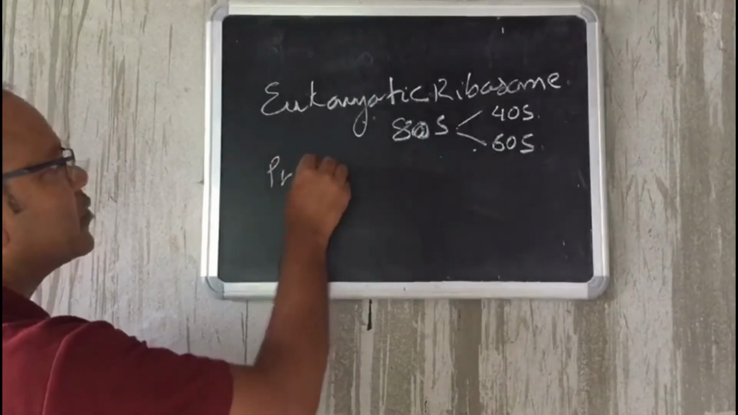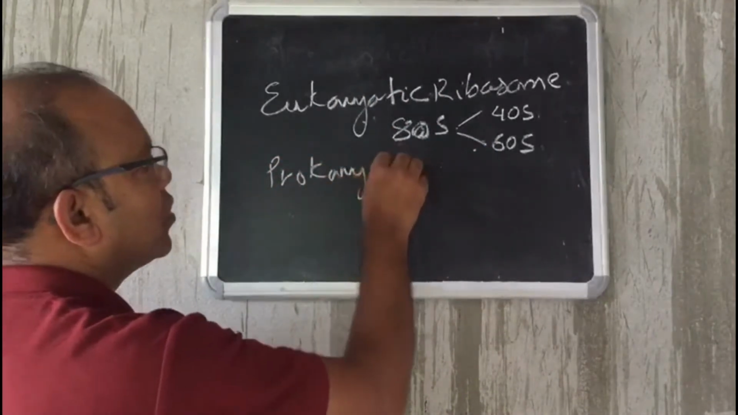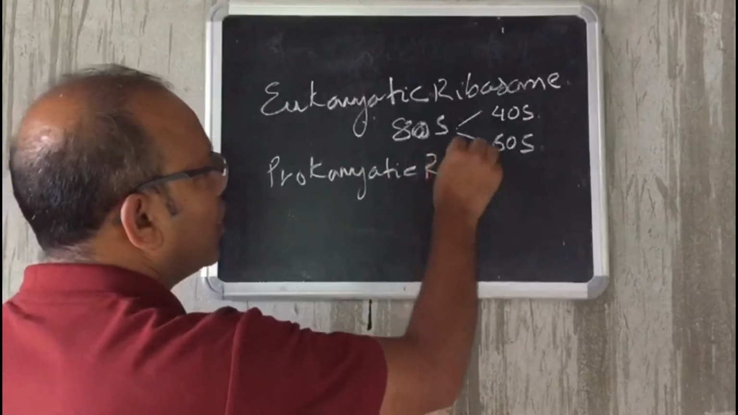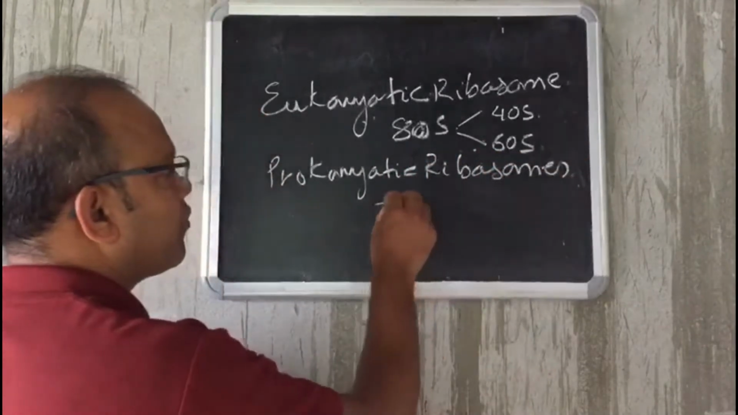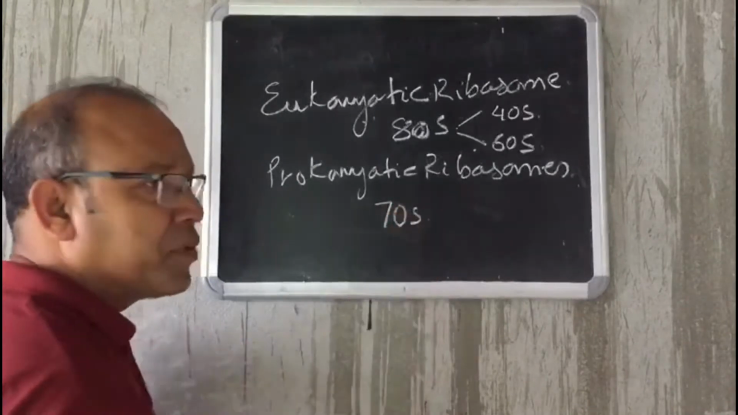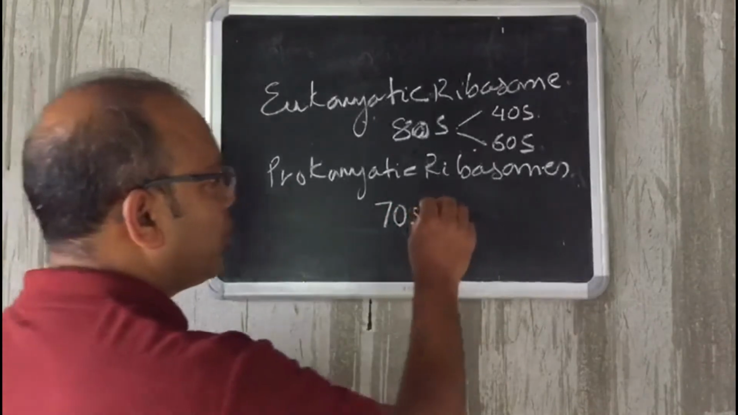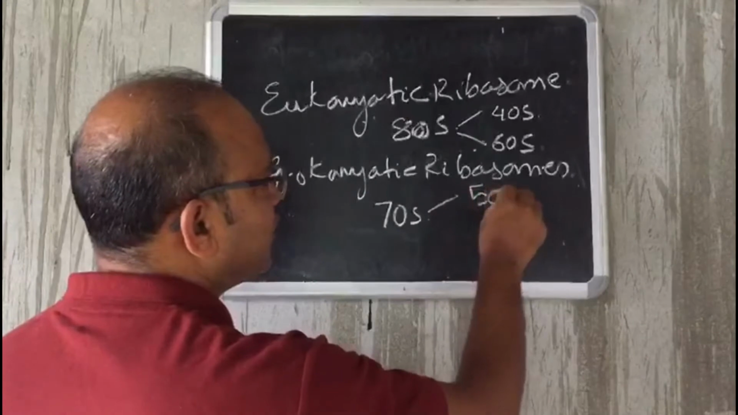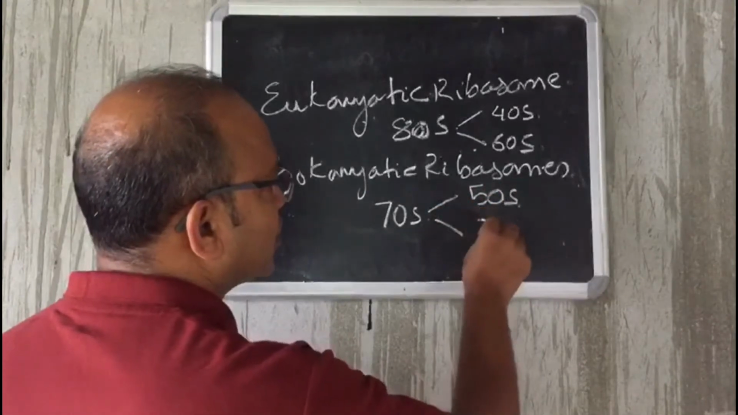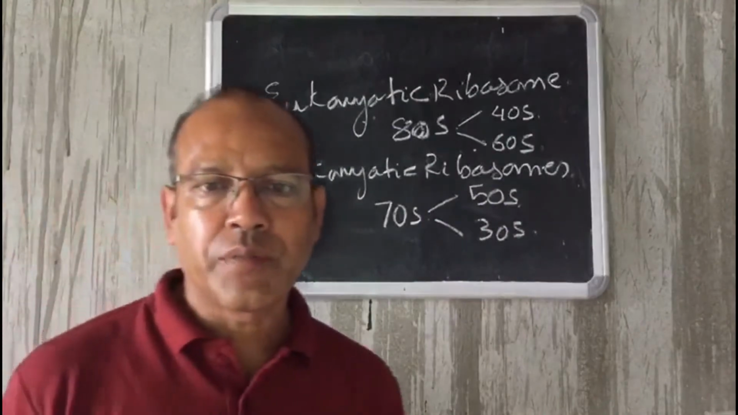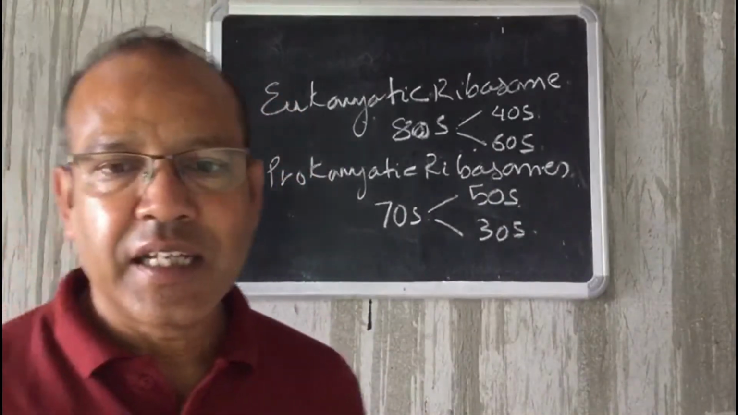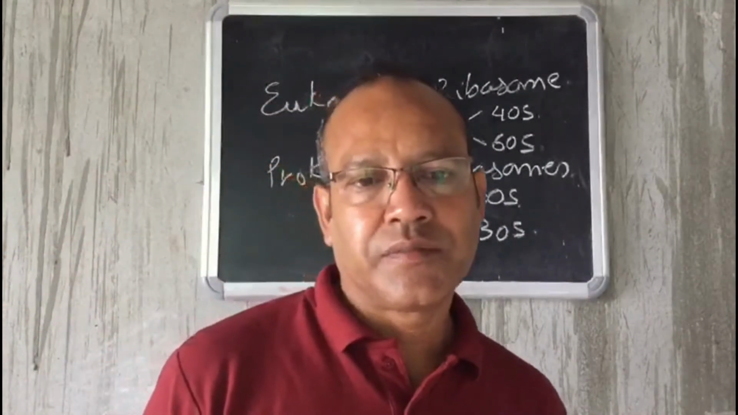Prokaryotic ribosomes are of 70S type, which is again made up of two subunits, 50S and 30S. So they are also made up of two subunits, that is 50S and 30S.